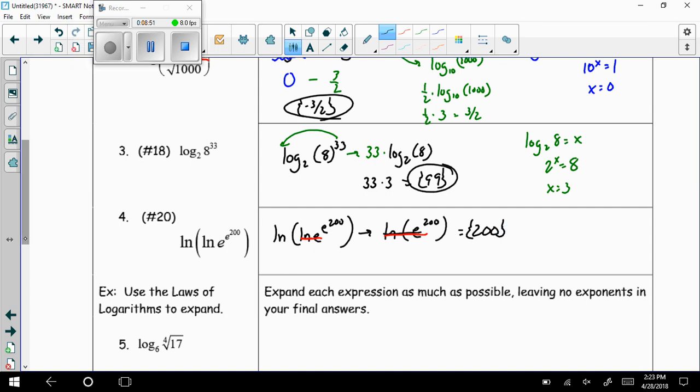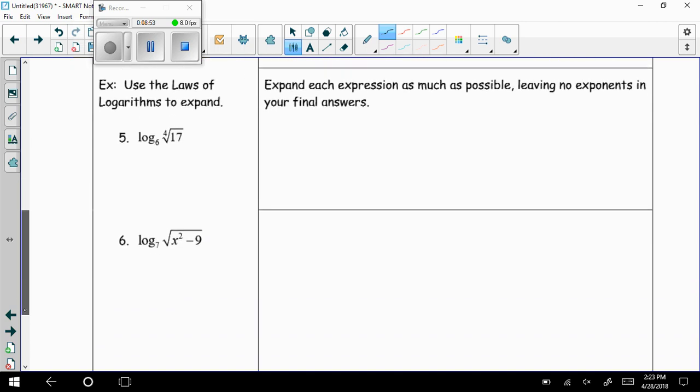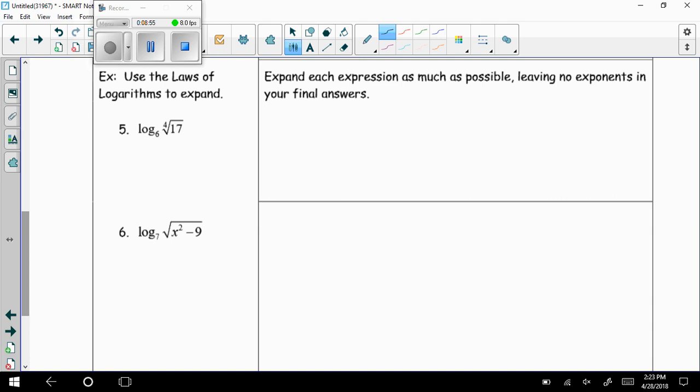Okay, so as we are starting to move on, we're going to go to examples that you cannot do in your head or that have variables in there. So as we go through these, my recommendation would be to pause the video, try it on your own, then check your answer with mine. If you're good, then awesome, proceed as usual. If you're not, then listen to the explanation. So here we go. If I'm looking at log base 6 of the 4th root of 17, my first step would be to get rid of the 4th root.